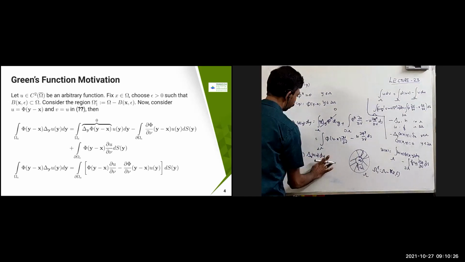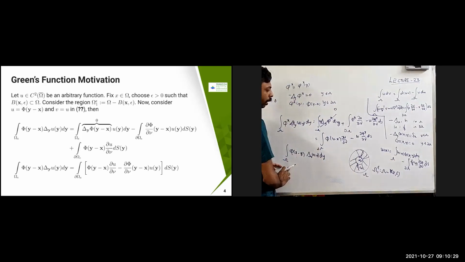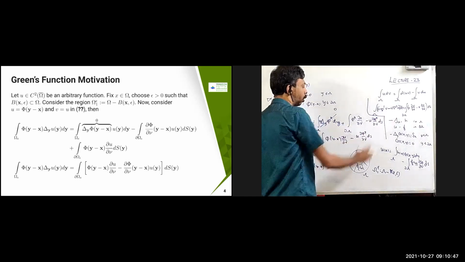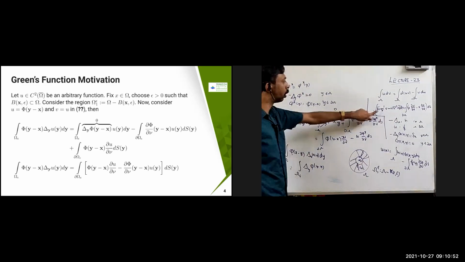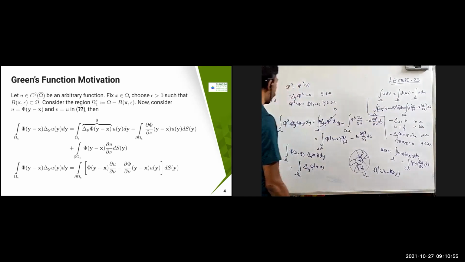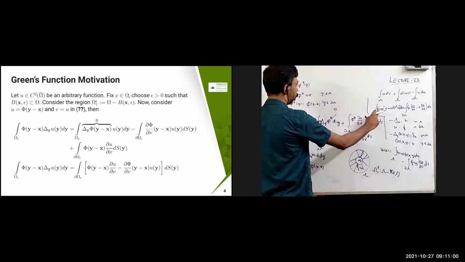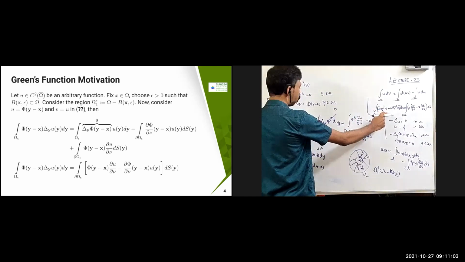The reason I'm doing this is because there is a singularity, and that is why I'm trying to find that. So this is going to become the integral over omega epsilon of del y of pi of y minus x. I'm just trying to use this formula once again. Using this formula, pi of x minus y, del y u of y, here I'm putting u equal to pi of x minus y, and v equal to u, I'm going to keep it.